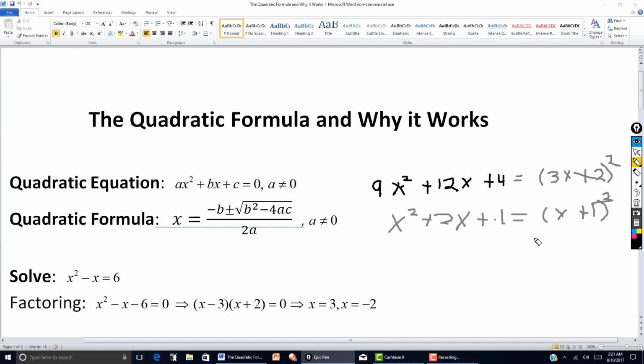Another example: x squared plus 10x plus 25. If you factor this out, you get x plus 5 times x plus 5. So we can write this as the square of the binomial x plus 5.